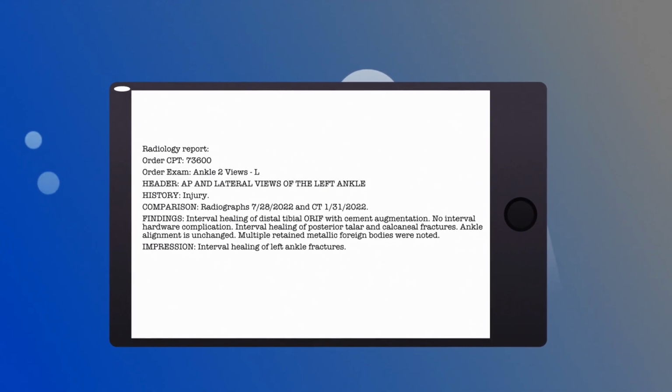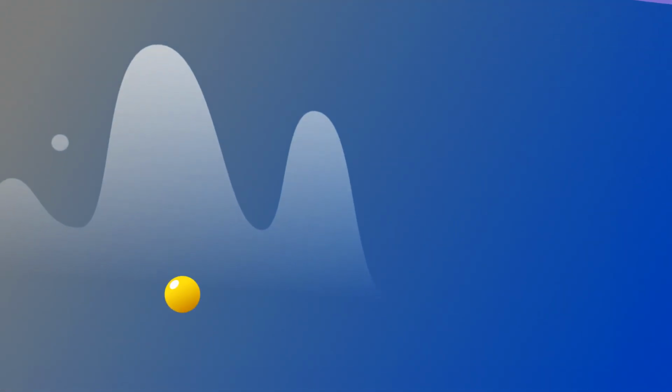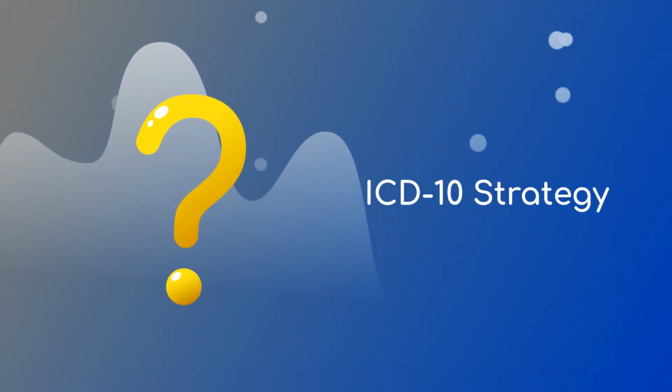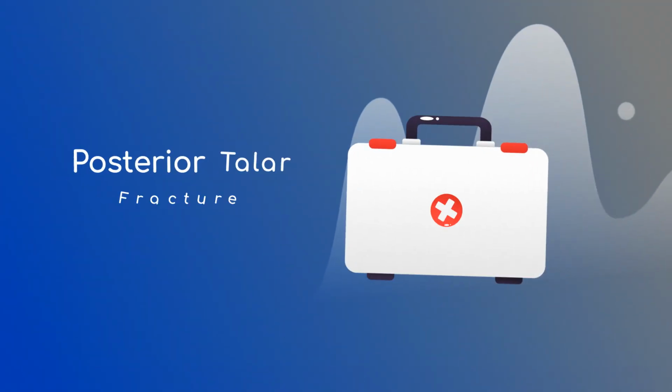Let's look at the views. AP and lateral views, that's a total of 2 views. This qualifies for CPT code 73600, left, radiologic examination ankle, 2 views, left. Now let's choose the appropriate diagnosis code based on the clinical history and chart findings.